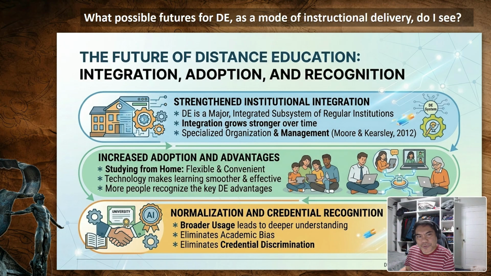Its integration to regular educational institutions will just get stronger, and will probably be a major and important part of its system. More and more people can see the advantages of studying at home because of the many advantages it has and the technology we now have to make this happen more smoothly and effectively. The more people make use of DE, the more people would understand its nature and features, eliminating the academic bias or credential discrimination people have with DE.